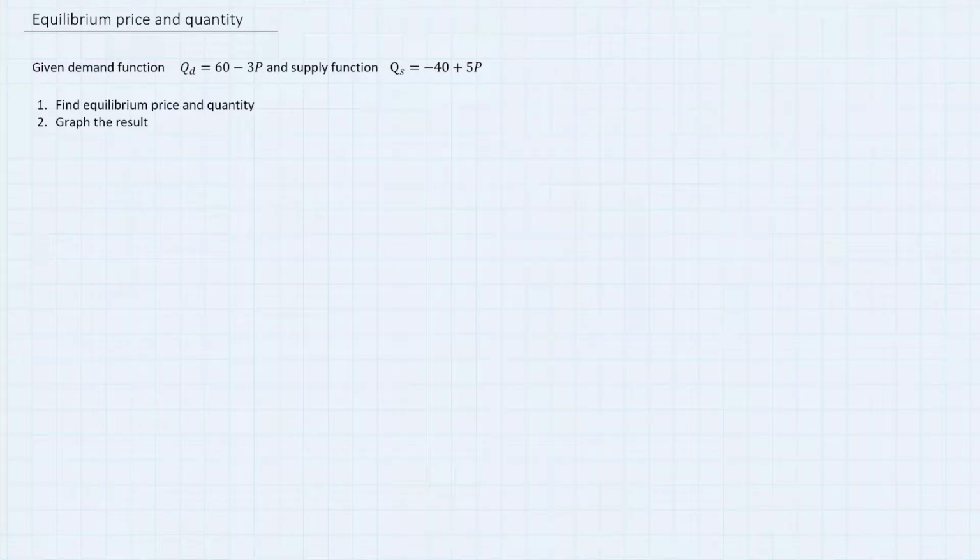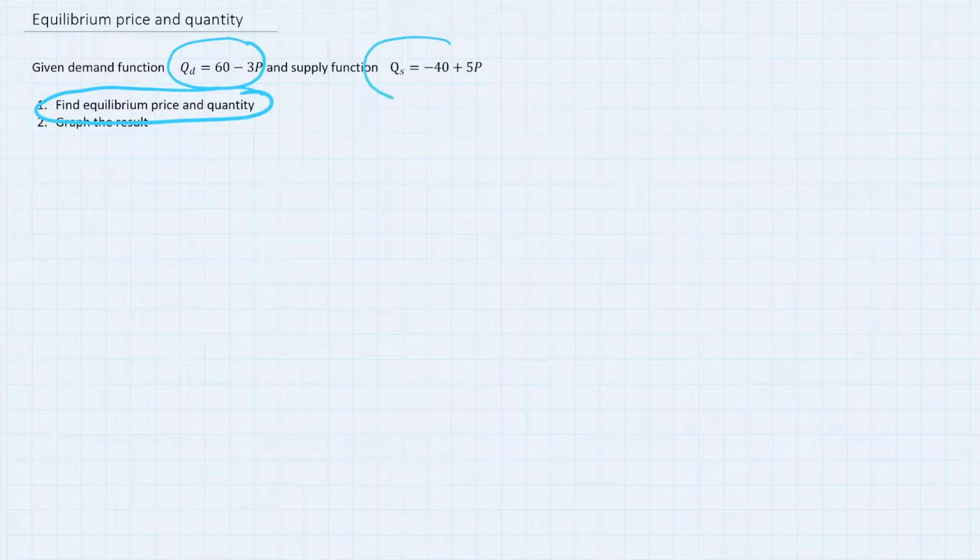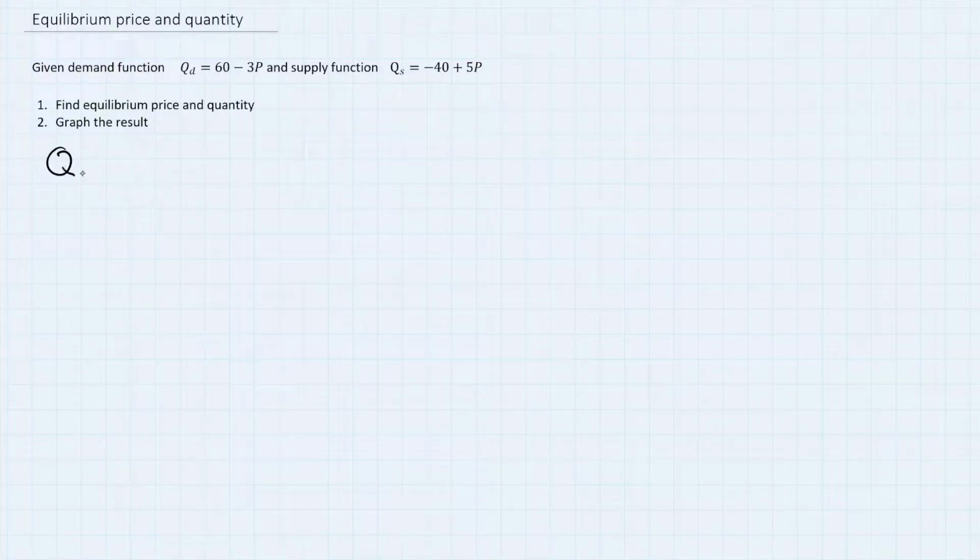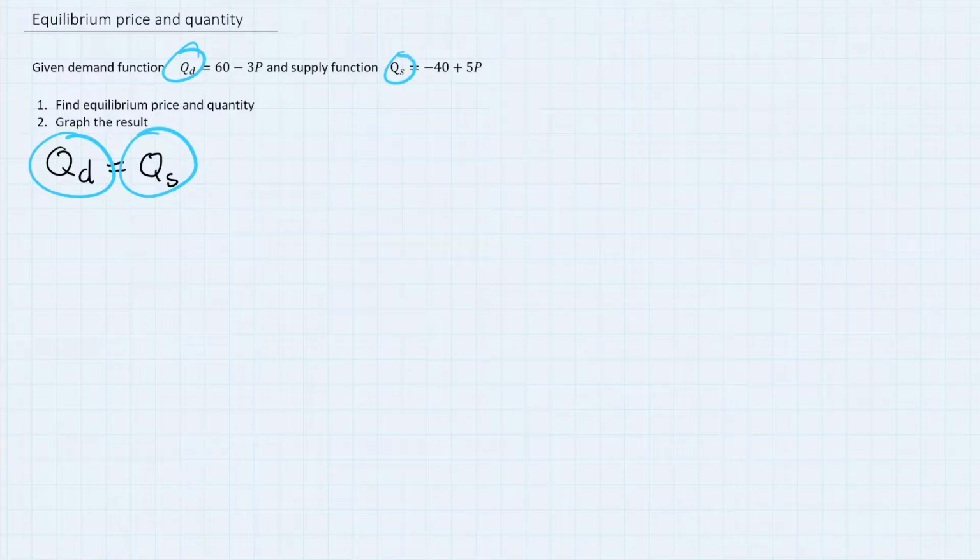Hey guys, welcome back. Today we're going to be finding the equilibrium price and quantity given the demand function QD equals 60 minus 3p and the supply function QS equals minus 40 plus 5p. Now of course we know equilibrium occurs when the quantity demanded equals the quantity supplied, so we can start with this assumption. Now fortunately for us, we've already been told what QD and QS are.